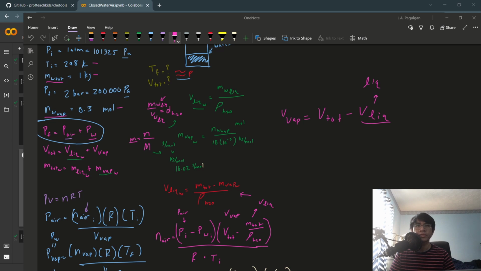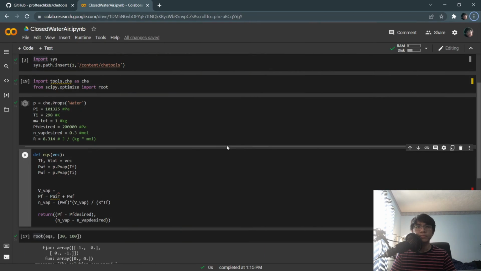All right, so going back. Volume of the vapor phase is equal to volume total minus the volume of the liquid.